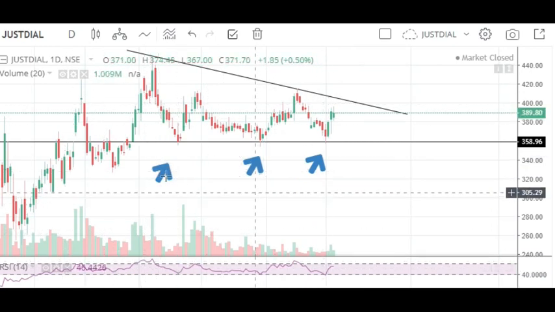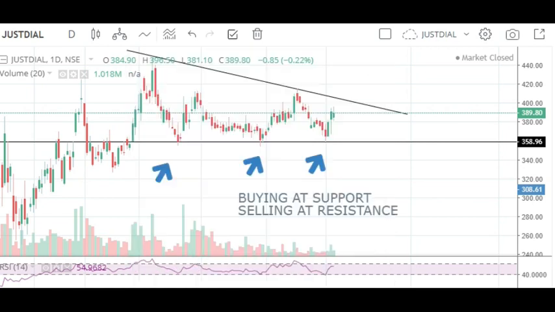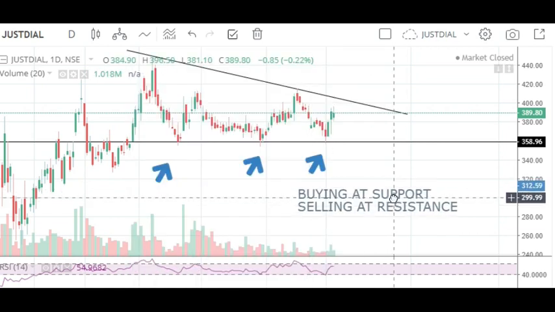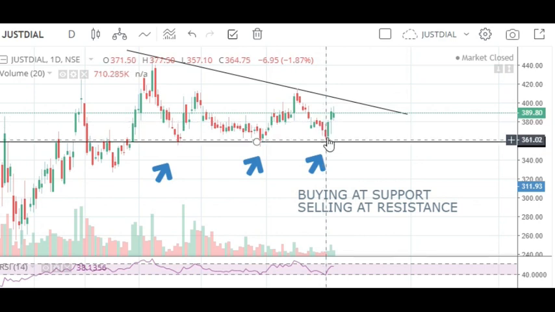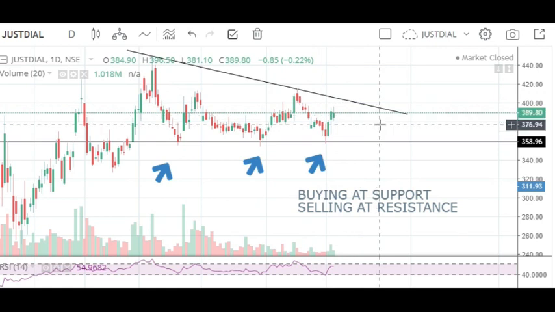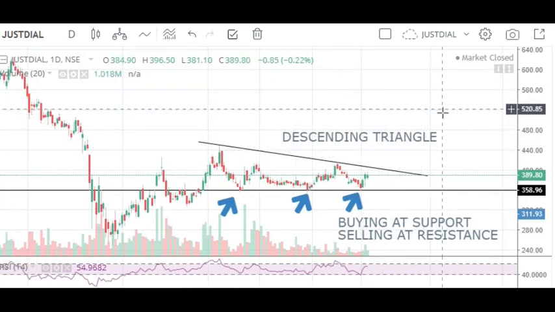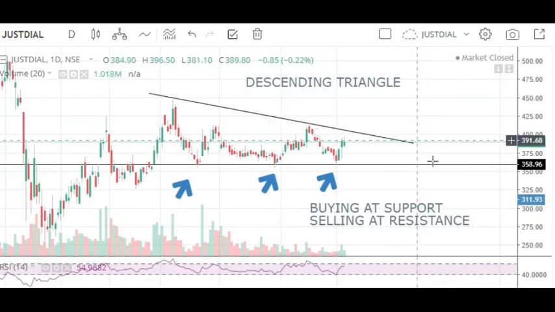So what are we doing here? We are buying at support and selling at resistance. Once the stock hits the support, you can buy, and once the stock hits the resistance, you can sell. You'll be able to do this if you are familiar with price action patterns. So that's the third method, friends.